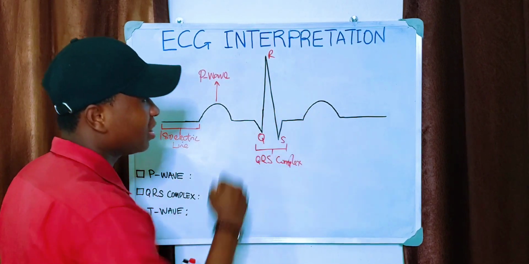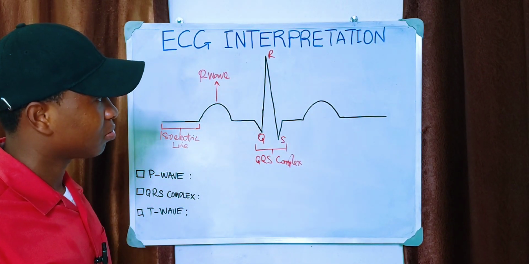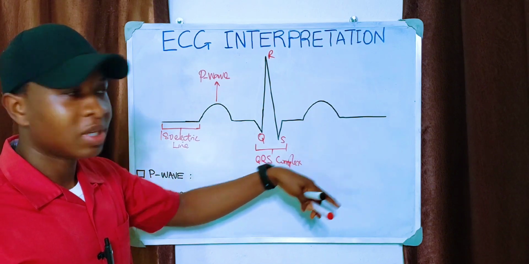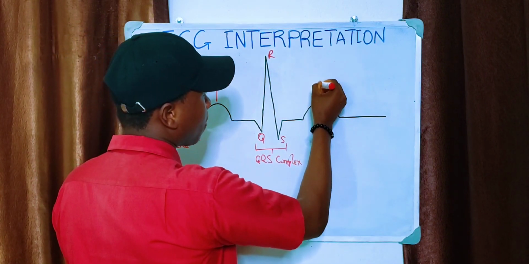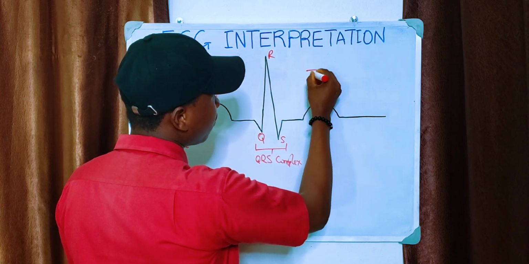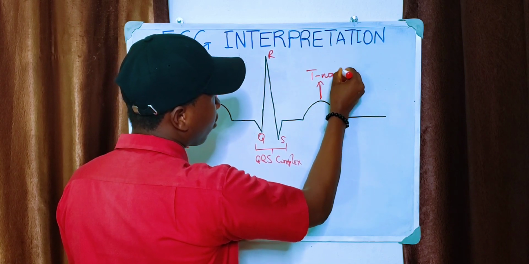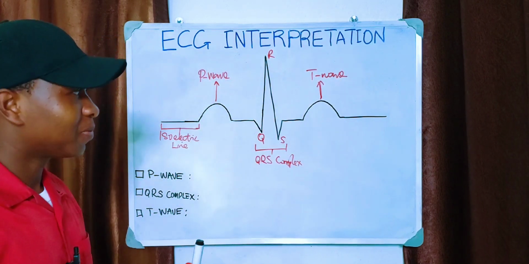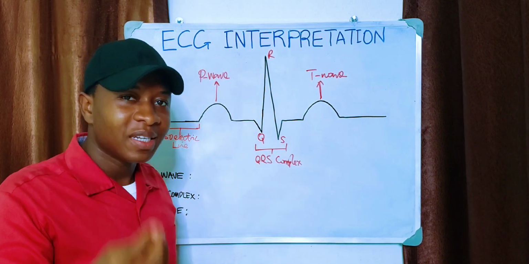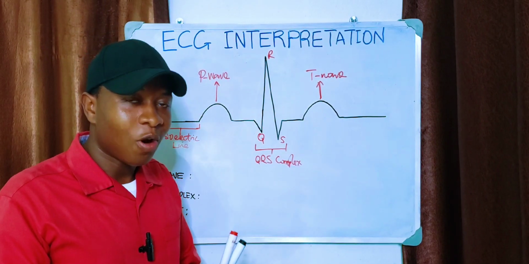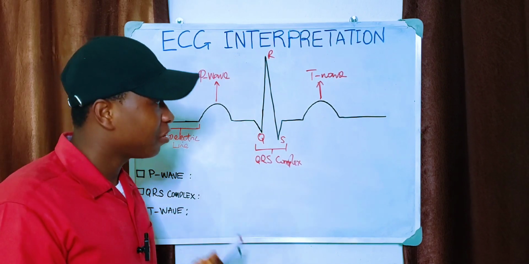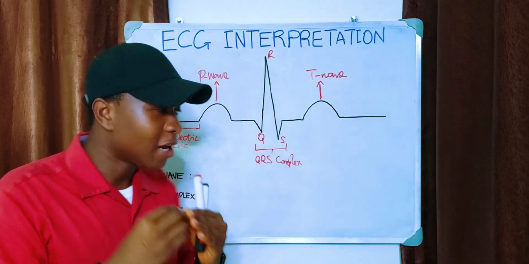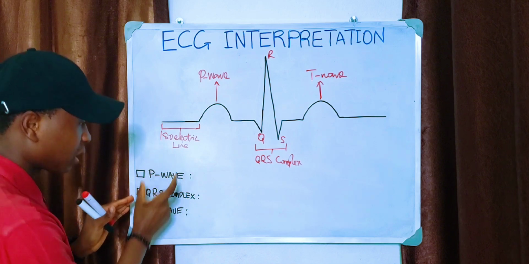Now, moving over to the next deflection, it's a positive one. This is called the T wave. What does the T wave stand for? The T wave signifies the relaxation of the ventricles. Now, let's take a look at important points.